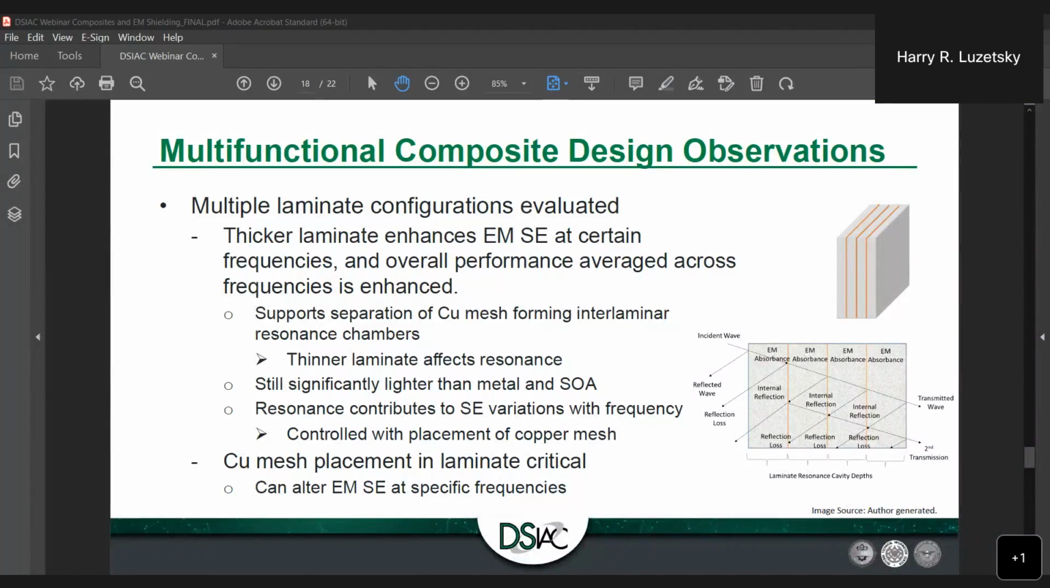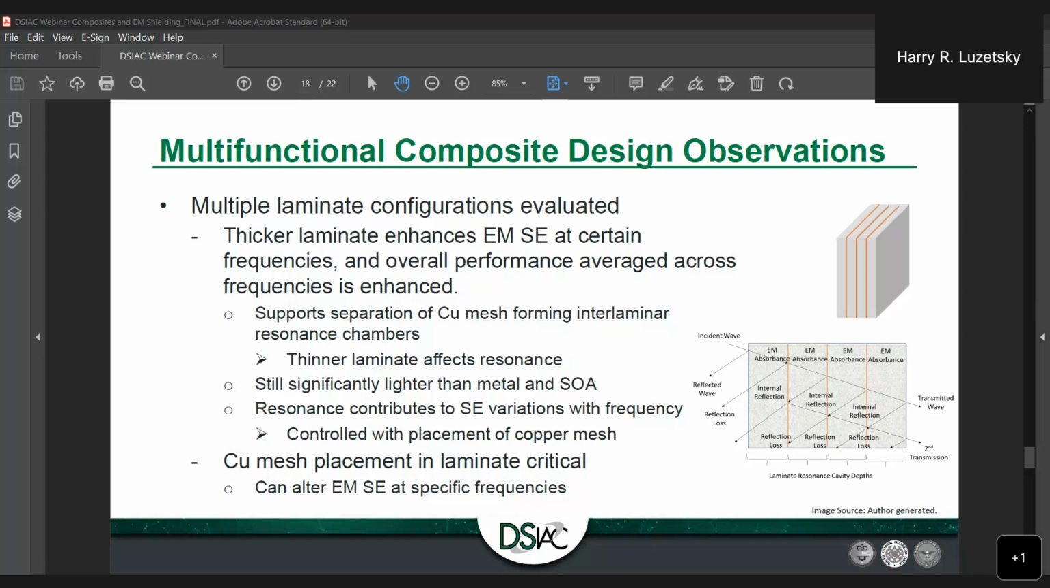The thicker laminate actually supports the separation of copper mesh, because the problem is if you get too many layers of copper mesh in there too close to one another, you lose your structural properties of the material. We found about the 3 plies and the thicknesses we were dealing with, which were quite thin, seemed to be adequate. There was some property loss, but it was considered minor. And in the case of the skins where we're dealing with primarily shear loading, there was very minor impact, if you will, to that property. The thinner the laminate, it does affect the resonance. You're not going to get as much resonance going on.